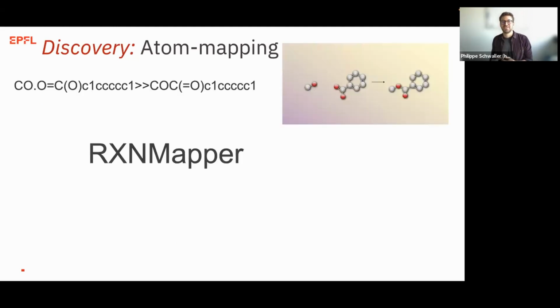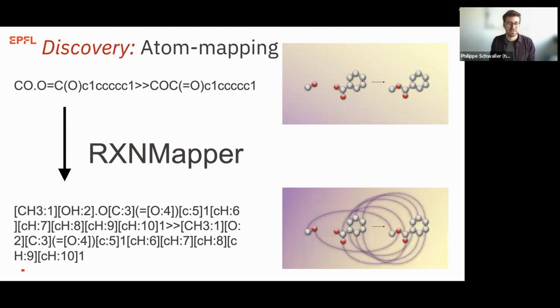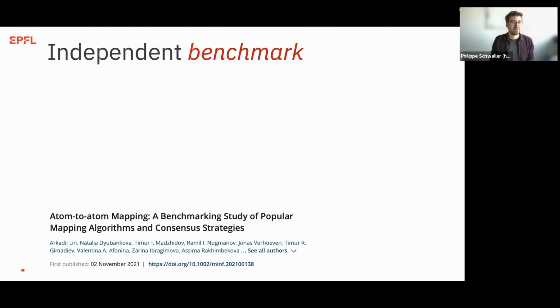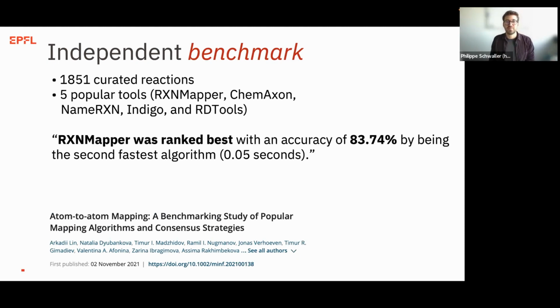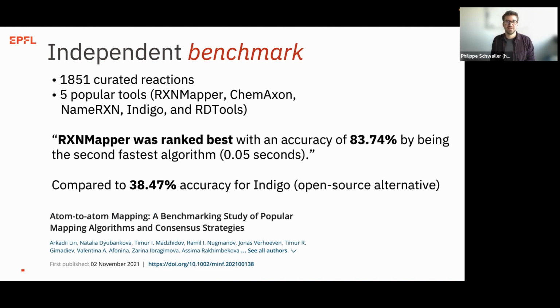What RXNMapper can give you is, if you have a reaction SMILES without atom mapping, pass it through RXNMapper and you get back the SMILES with atom mapping. And on an independent benchmark, where they curated 1,800 reactions and tested even commercially available tools, RXNMapper, which is open source, was ranked best and much better than the alternative that we currently have in open source, and that was used to map the original USPTO data.